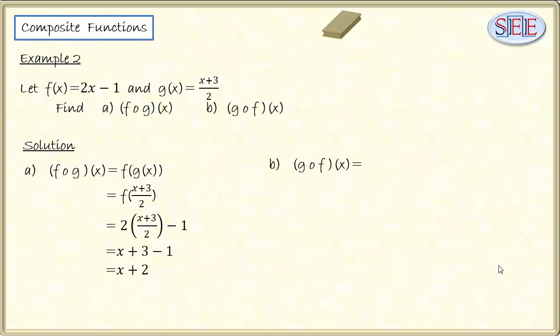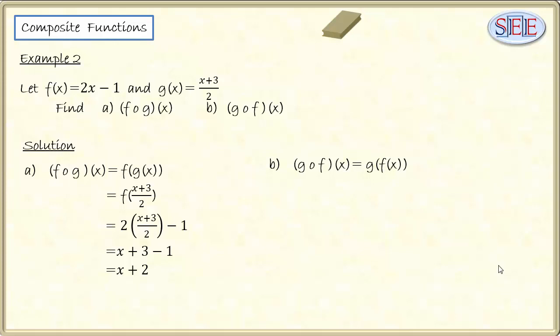We can now move and answer question B, where we are asked to find g of f of x. It is g of f of x now. This is another different composite function. It is g after f, but the first one is f after g. So let us move. G after f of x is nothing but g of f of x.